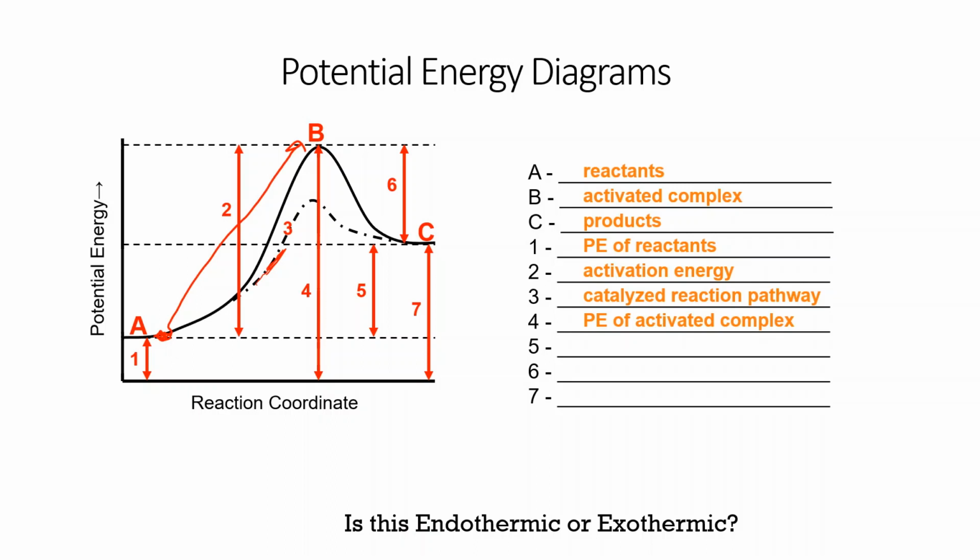5, this is going to be delta H, or the heat of the reaction, the change in enthalpy, or the change in energy. All of those terms could be used interchangeably, so please take note of that. Heat of reaction, delta H, change in enthalpy, change in energy. Okay, and number 6, that's going to be the reverse reaction activation energy. And number 7, that's going to be the potential energy of the products. Now, is this reaction endothermic or exothermic? It is, in fact, endothermic.